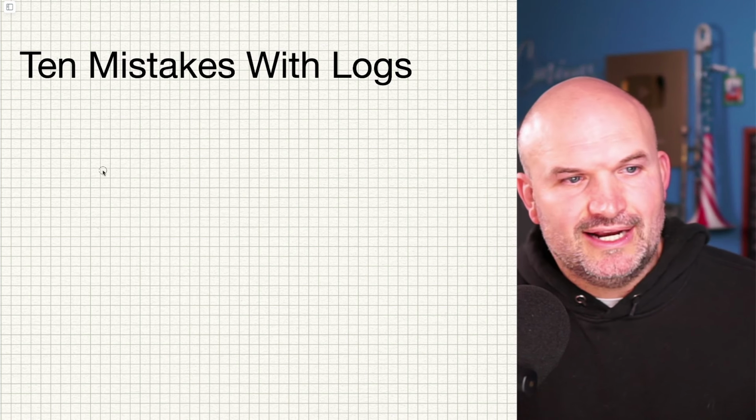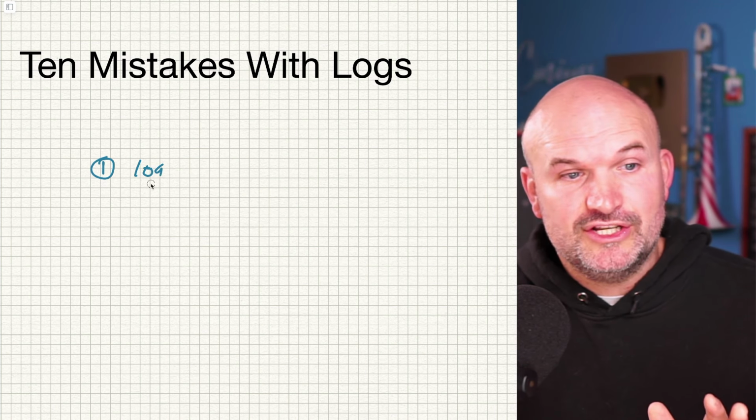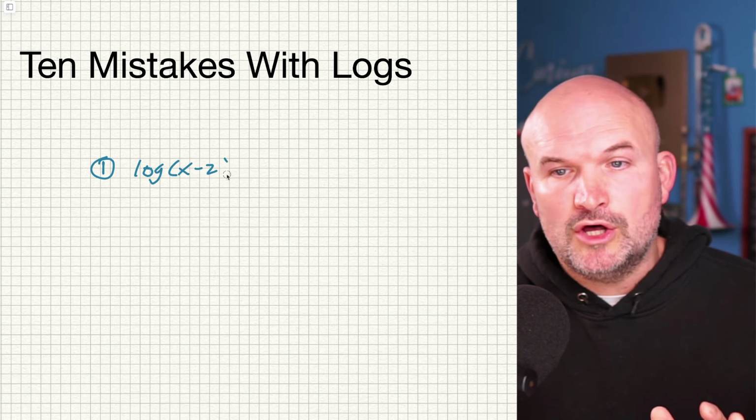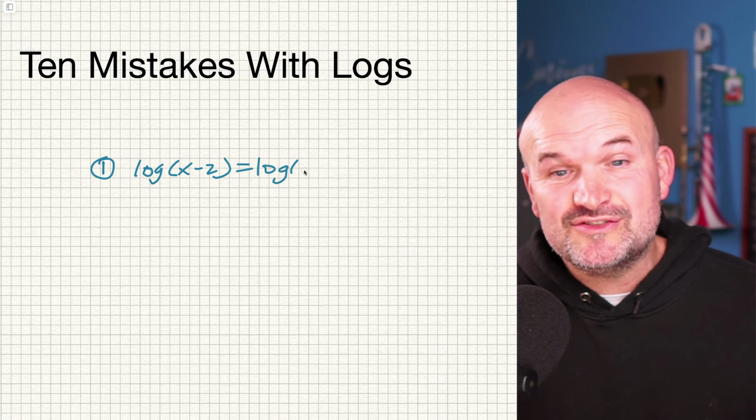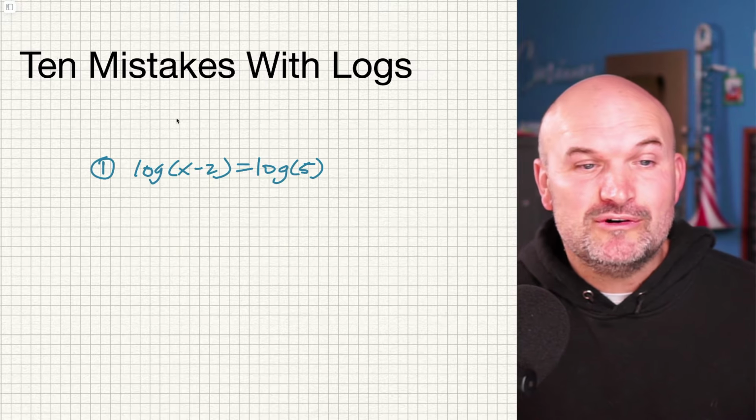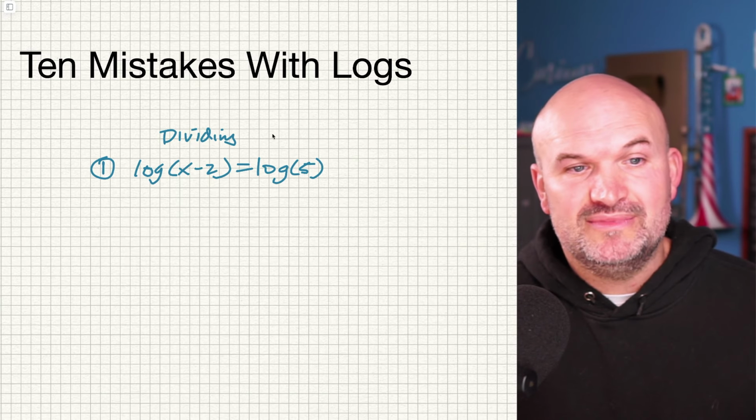So the first mistake that I see students make, kind of all the time, and it's a fairly basic one, is going to go into our rules of logarithms. Okay. So if I have a logarithm equal to a logarithm, it's really, really easy for students to remember this rule, right? So this is going to be what I call the dividing out mistake.